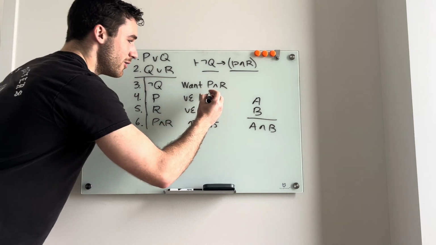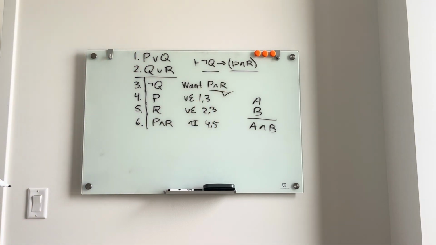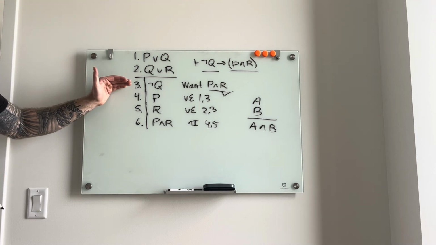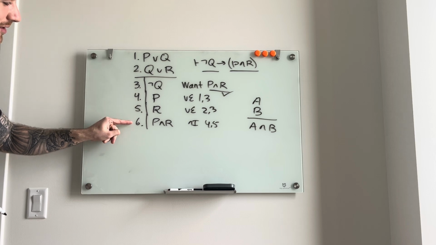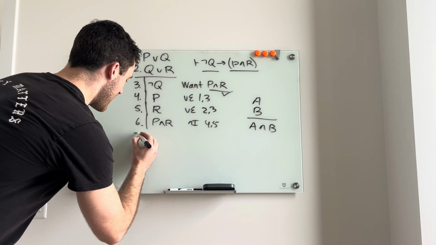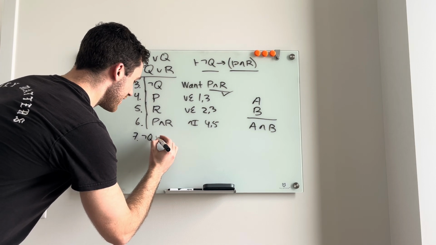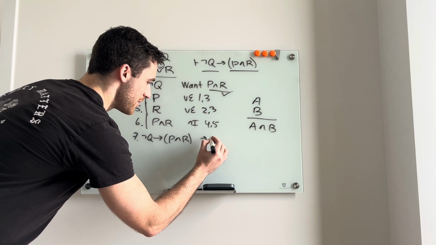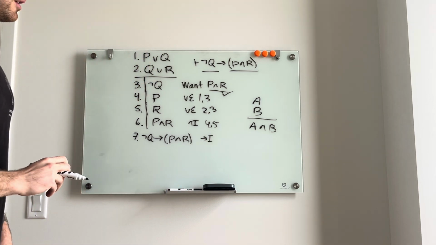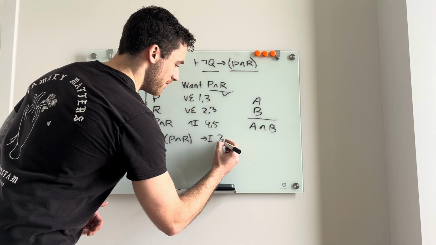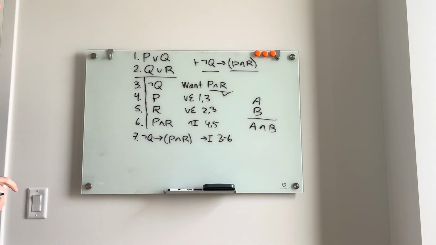And then great, we got that sentence that we wanted there, right? When we assumed negation Q, we found that the sentence P and R logically must follow. So that allows us to exit our subproof and write negation Q implies P and R. And this is going to be arrow introduction. And you're going to cite that whole subproof, 3 through 6, like this.